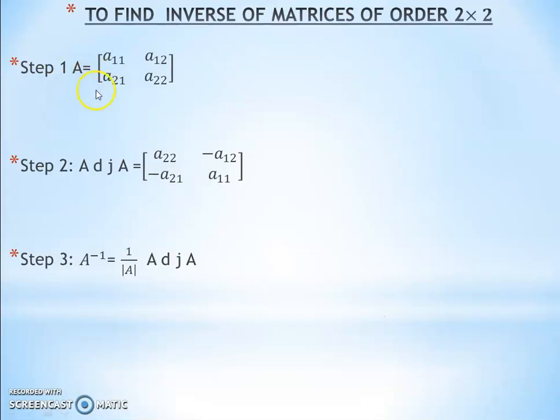But by the mathematical way, how is it proved? To find the inverse of a matrix of order 2 by 2, step number 1: A is equal to a11, a12, a21, a22. Step number 2: adjoint of A is equal to a22, minus a12, minus a21, a11. We interchange these elements and we change the sign of a12 and a21. Step number 3: A inverse is equal to 1 upon determinant of A into adjoint of A. Determinant of A is a11 into a22 minus a12 into a21.